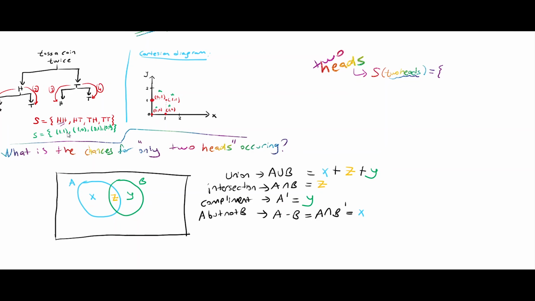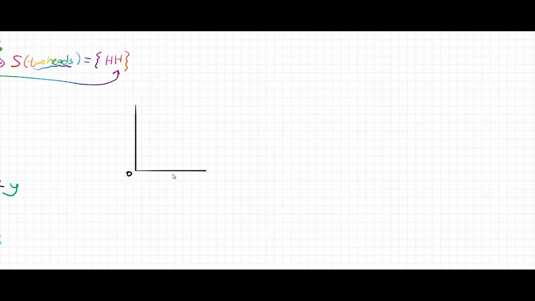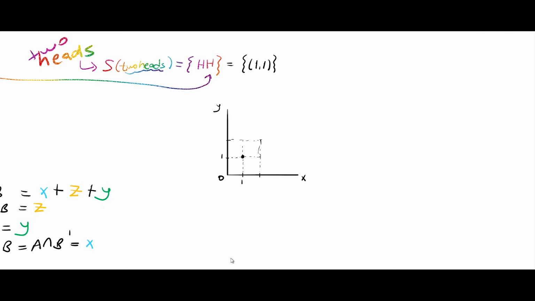It is very easy to demonstrate the event of two heads occurring in a Cartesian diagram. So for both tosses, we have the result of 1. So we will choose the ones from both axes and connect them at the 1 1 coordinate. So this is HH or 1 1. So the event of two heads occurring is equal to 1 1.